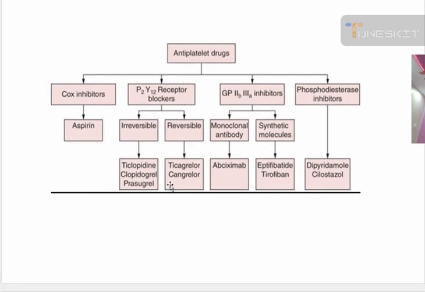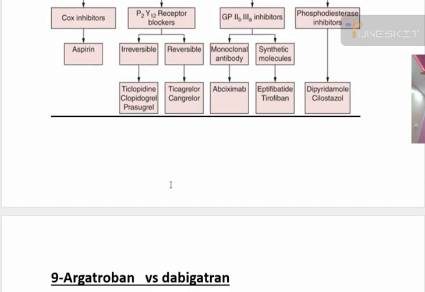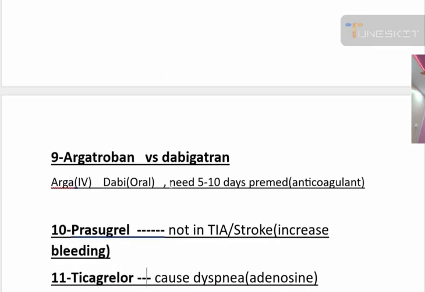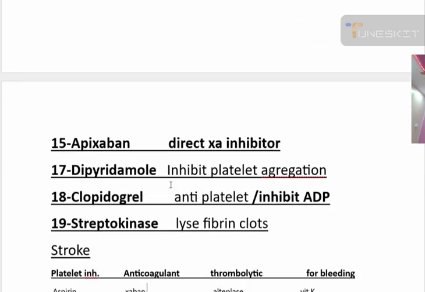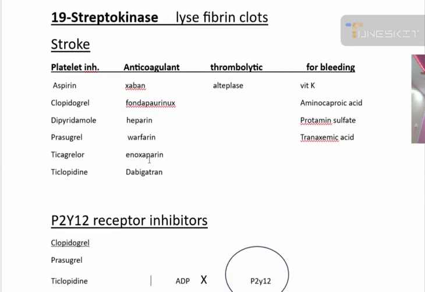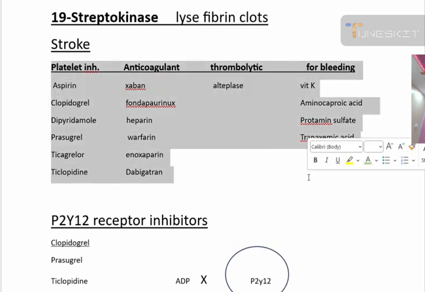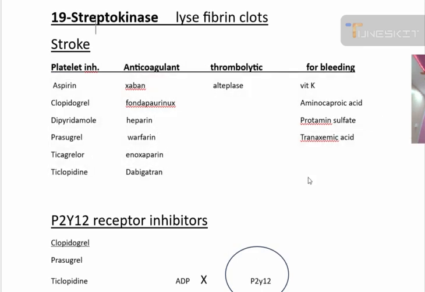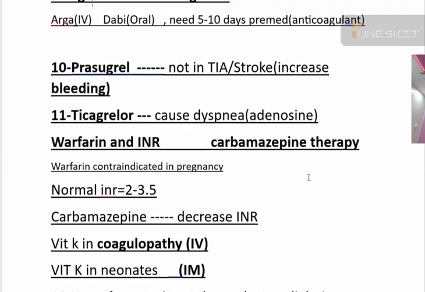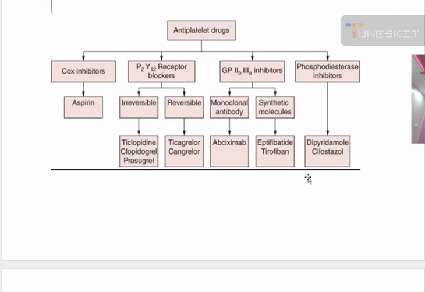Here this classification is very important. I told you that the three most important classifications are the antiarrhythmic drug classification, and antiplatelet drugs are the drugs that are used for clot lysing or to prevent clotting, to inhibit clotting factors. Like these drugs, this is also a classification. This is a very important classification. You will get 2 to 3 to 5 MCQs from antiarrhythmic drugs and these drugs.